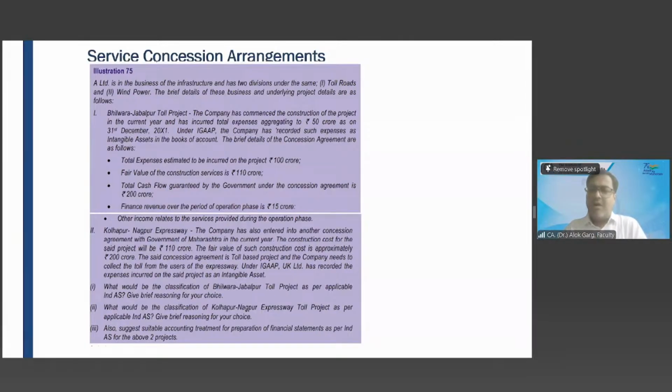Other income related to the services during the operation phase means whatever maintenance this entity is providing. So the entity is also getting some other income from the government. But the total cash flow is 200 crores.